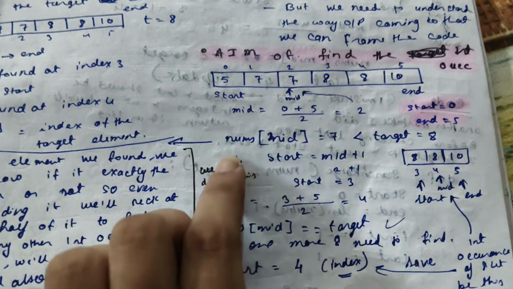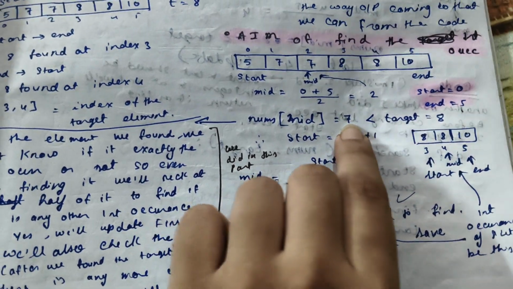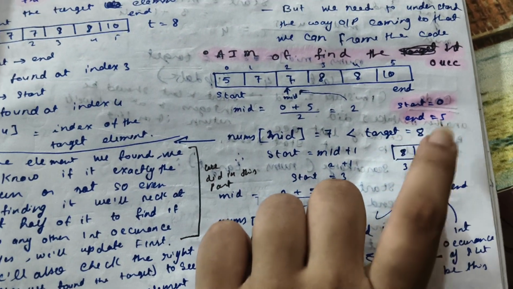So how do we check it? By checking if nums[mid] is equal to 7. Okay, 7 is not the target because the target is 8.